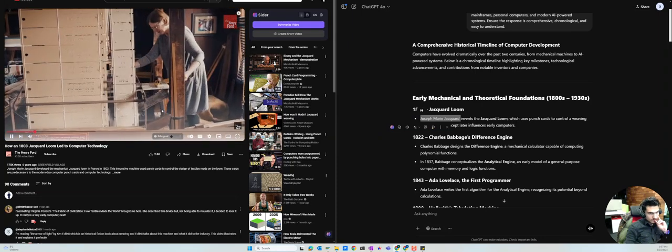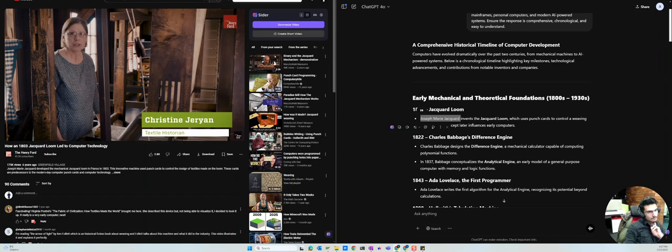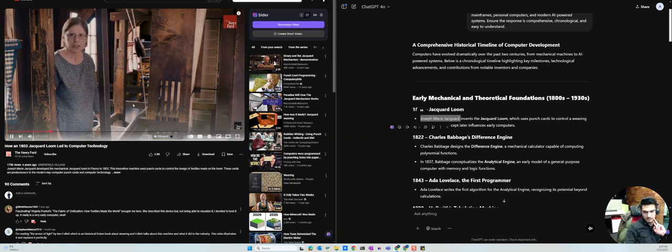This is a mechanical jacquard loom. This technology was developed in France in 1803 by a weaver named Joseph Marie Jacquard.